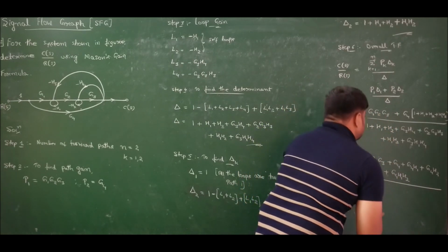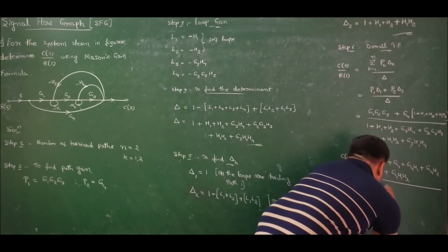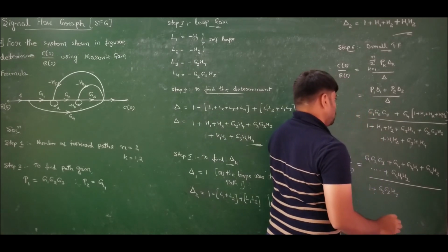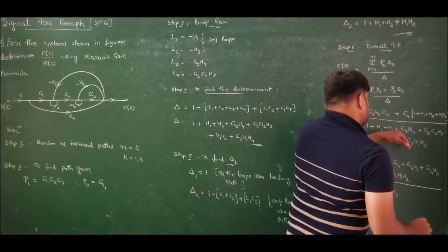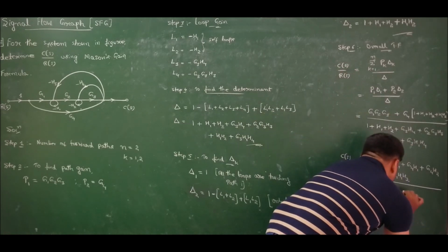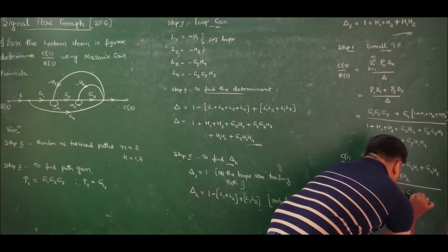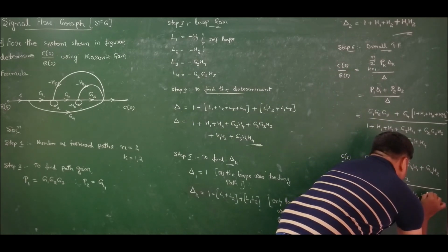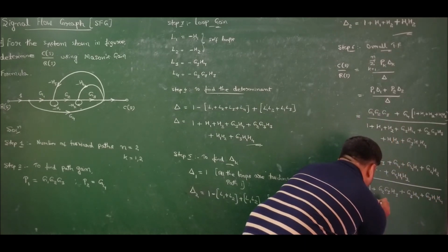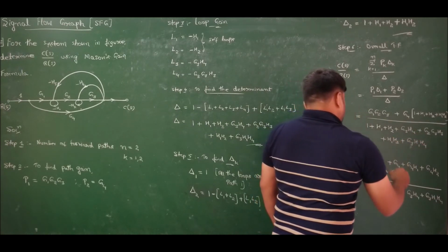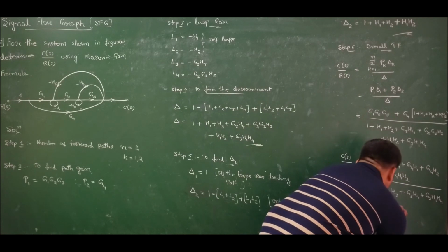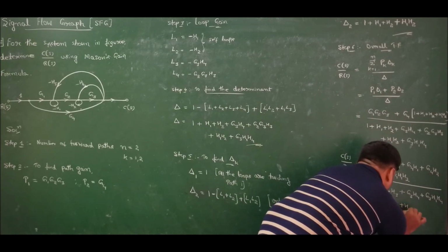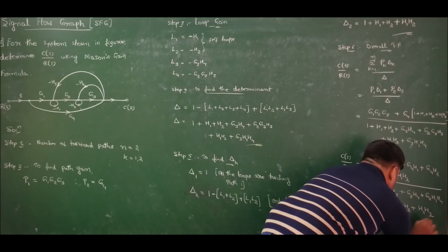Delta is 1 plus G2 G3 H3 plus G3 H4 plus G3 H1 H4, continuing here, plus H1 plus H2 plus H1 into H2.